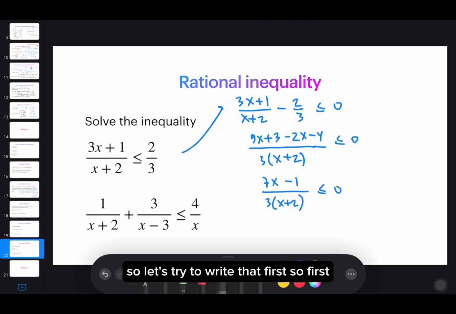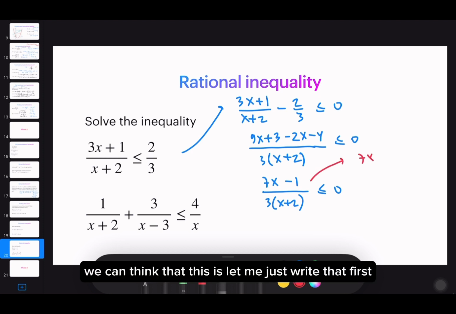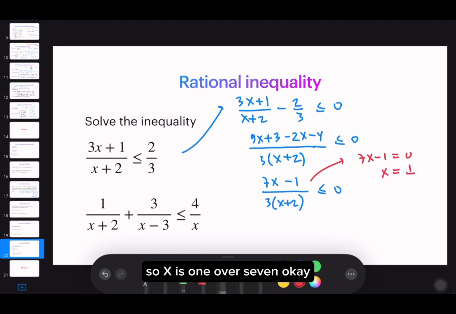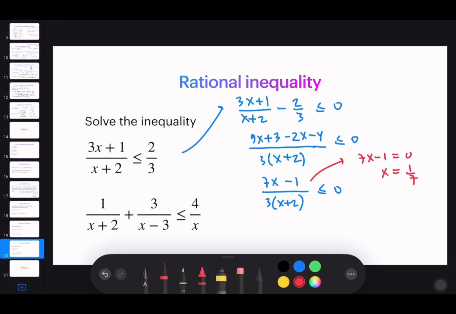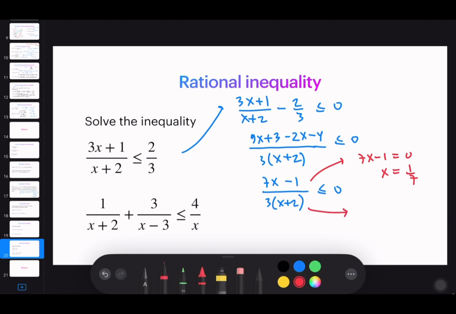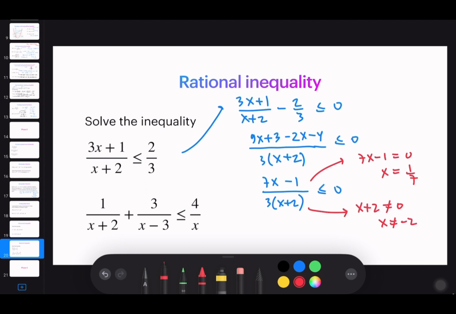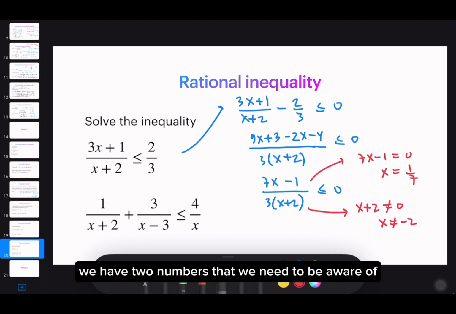Okay, so let's try to write that first. So x is 1 over 7. And we also know that this x plus 2 should not be equal to 0. So x should not be negative 2. From this conclusion, we have two numbers that we need to be aware of.